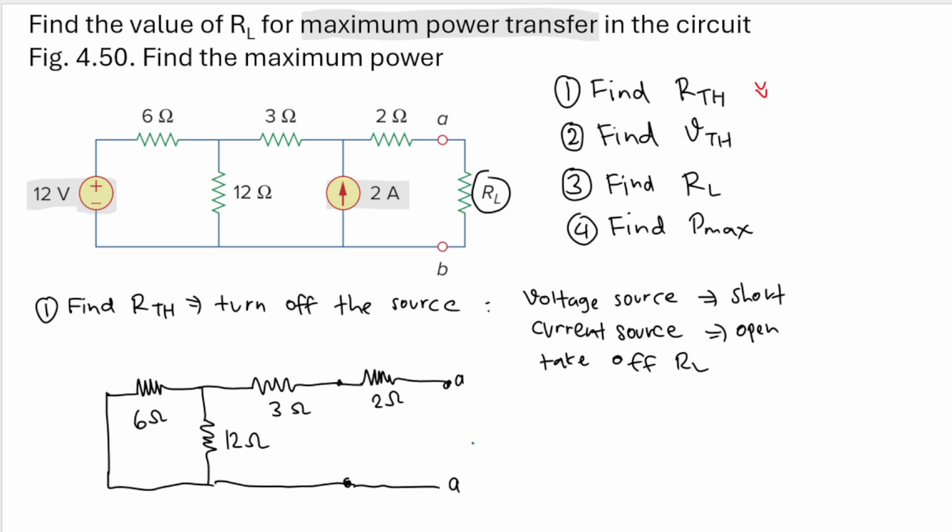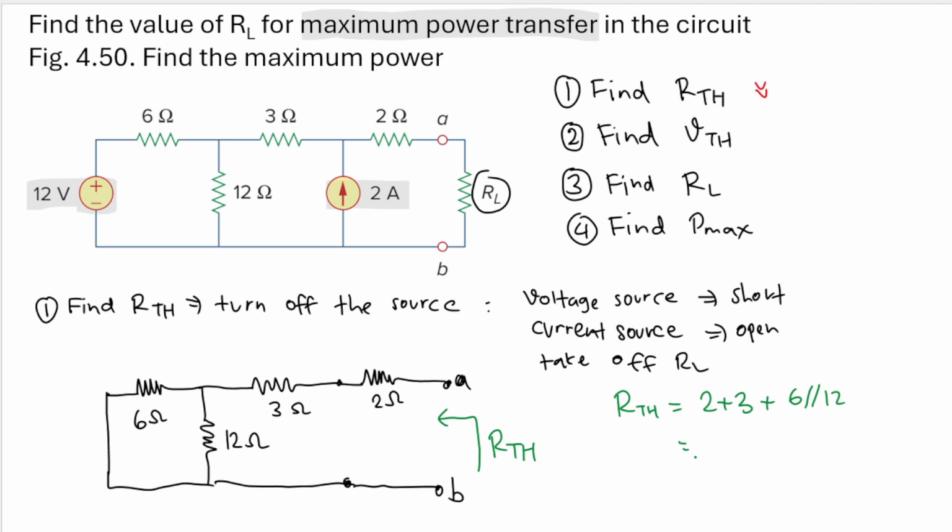What is RTH? This one is terminal A and this one will be terminal B. In order to find RTH, it is the equivalent resistance seen from this point. Let's calculate that. We have this 2 in series with 3, so 2 plus 3, and that will be in series with 6 parallel with 12.